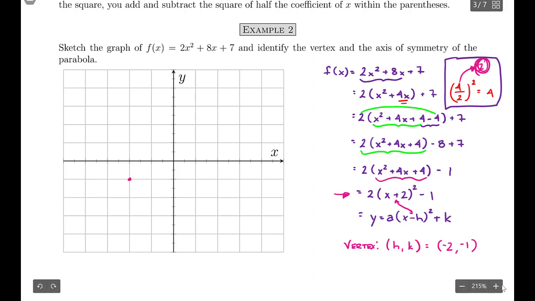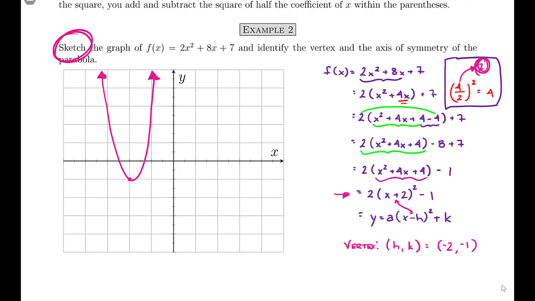So there's my vertex. I know that it opens up because a is positive. The graph is going to look nothing like what I just drew. Something like this. And the key here is a sketch. We're not doing an exact graph. But obviously we don't want to draw something that is definitely flattened out like this, because a in our particular case is greater than 1. So this graph will be vertically stretched somewhat. But that's how you complete the square to plot the function using its vertex.